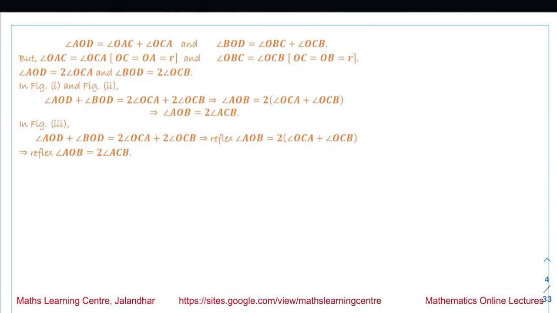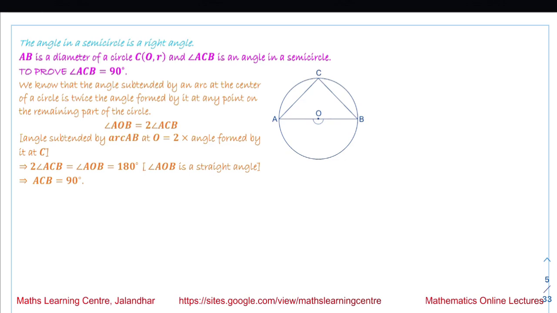Now the next result that we have is: the angle in a semicircle is a right angle. This we have already proved in our second part. So any semicircle is given to us, and the angle subtended in the semicircle means we are talking about this angle ACB over here, and we have to prove that this angle is a right angle.